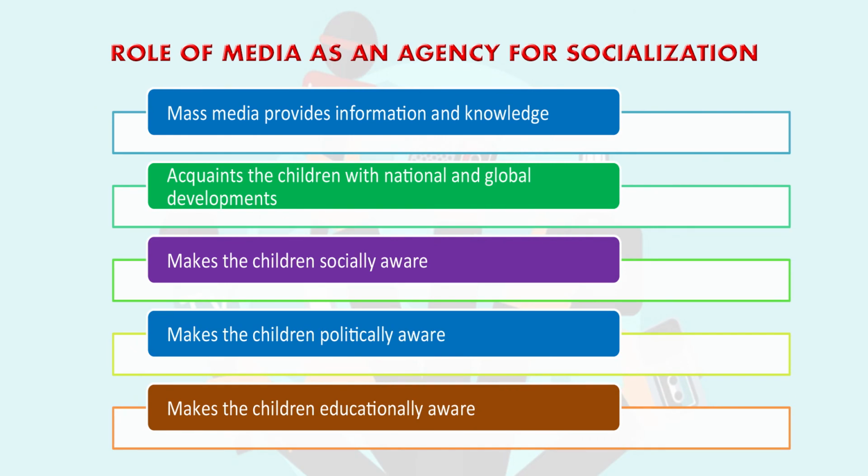Mass media provides information and knowledge. It acquaints the children with national and global development. So what development is going on globally? Further, it makes the children socially aware, politically aware, and educationally aware. It provides education to the child, it makes the child understand the political development happening across the globe, and it also acquaints the child with social development happening in different societies, in different countries.